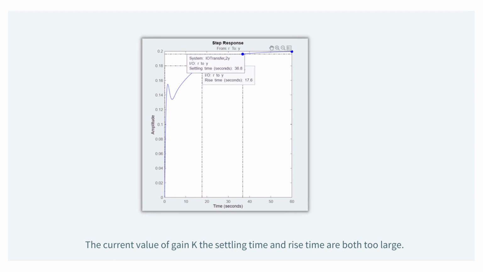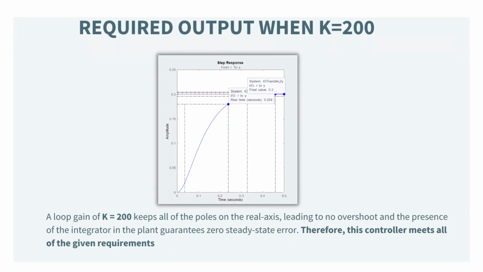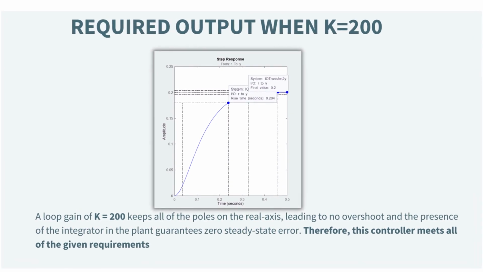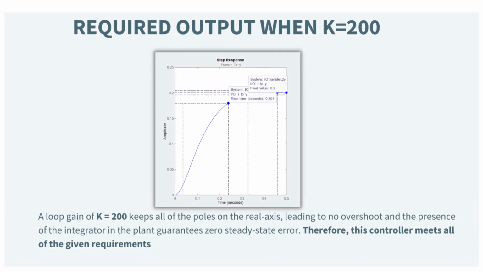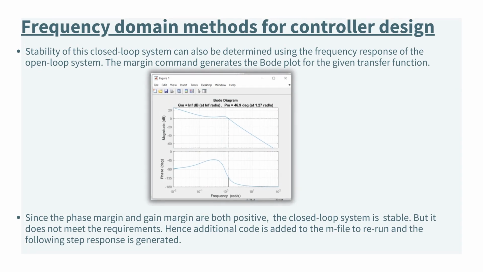To satisfy the design criteria, we have given the value of k as 200, so that all the poles are on the real axis with no overshoot, and the presence of an integrator in the plant completely guarantees zero steady state error. So when k is given a value of 200, it is clear that the controller meets all the given requirements. Frequency domain methods for controller design.